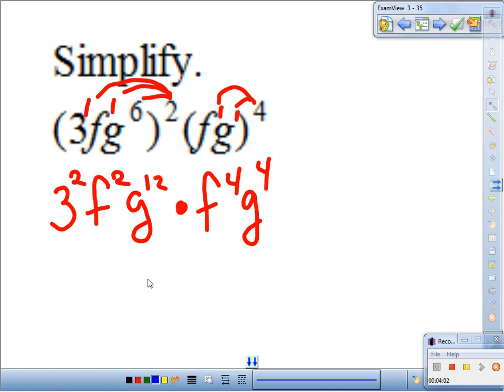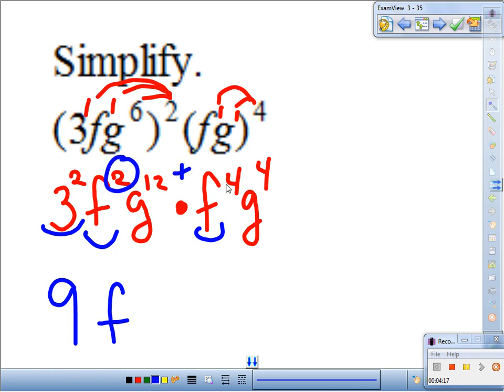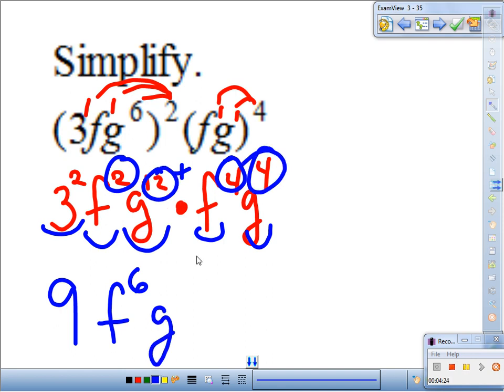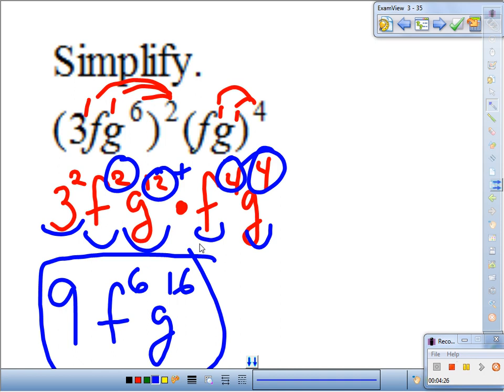All right, let's multiply numbers times numbers, variables times variables. Is there another number over here? No, so we have just 3 to the second. What is 3 to the second? 9. These are the same base. You write f. What happens to the exponents when we multiply? We add 2 plus 4, that's 6. G, same base. 12 plus 4, that's 16. And we're done. Hands if you got that. Okay, good. On to number 4.